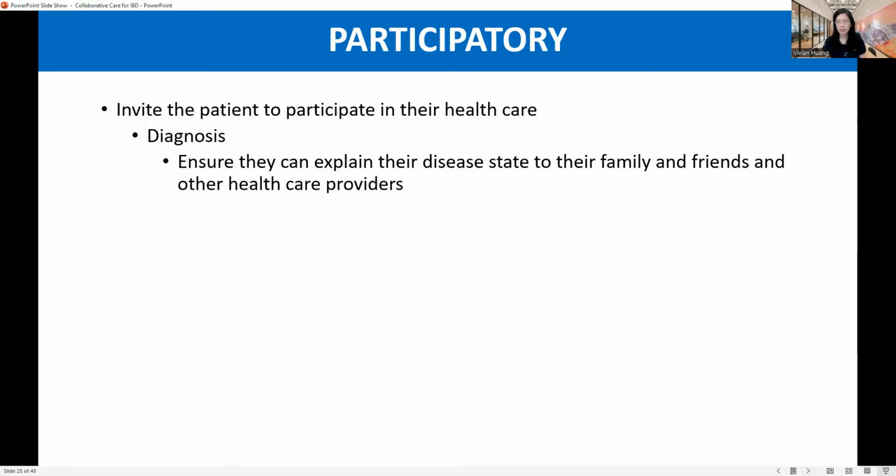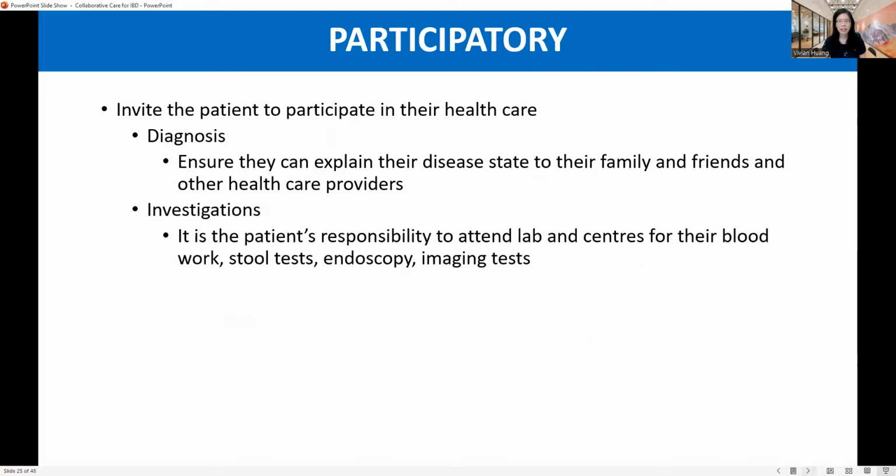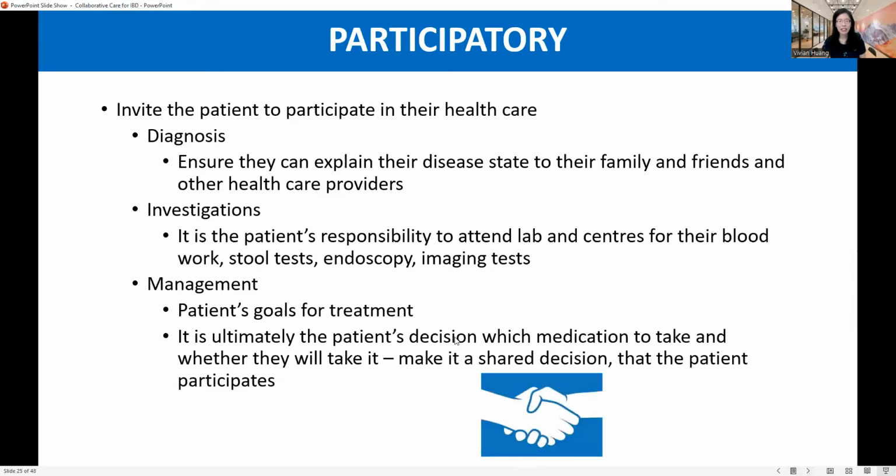And then finally, of course, the patient participation. As mentioned, make sure they understand their diagnosis so that they can explain it as well to the people who are helping them, which usually includes friends and family. Investigations, it's their responsibility to attend the labs. We can order it, we can explain it to them, but ultimately they need to take ownership. And then have that shared decision-making model.